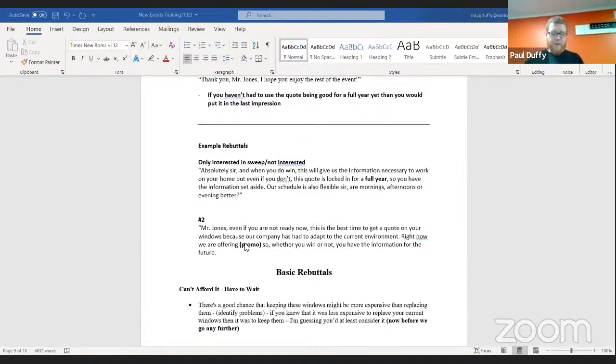Of course, when you're doing this, it will give us the information necessary to work on your home. But even if you don't, this quote's locked in for a full year. So you have the information set aside for when you are ready. Now, schedule is flexible. We can visit during the day, mornings, afternoons, and evenings. What typically works better for you? Okay.